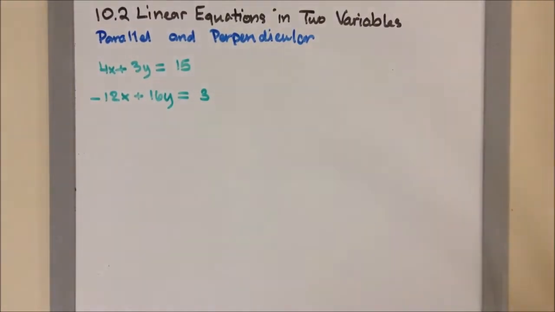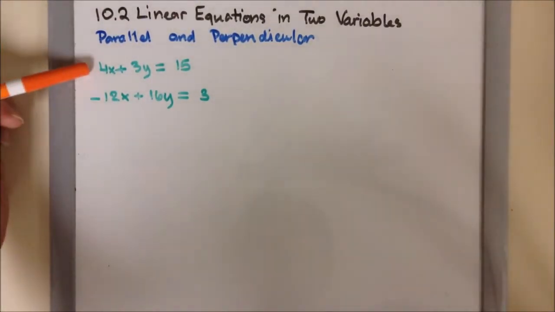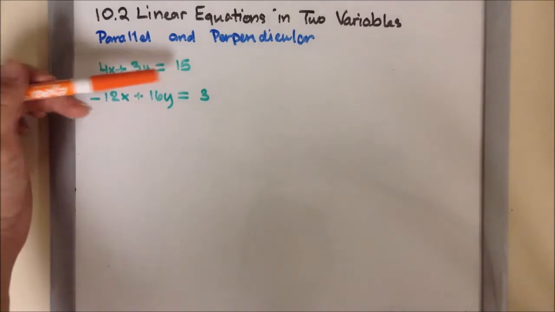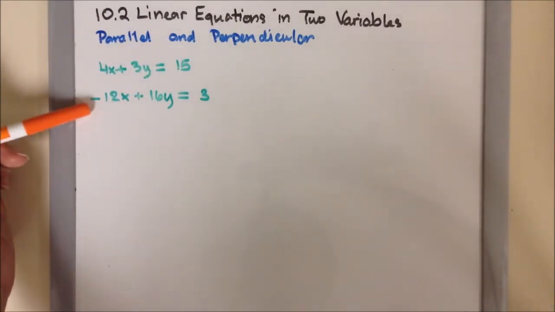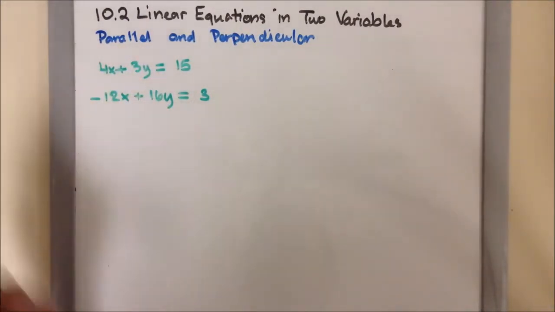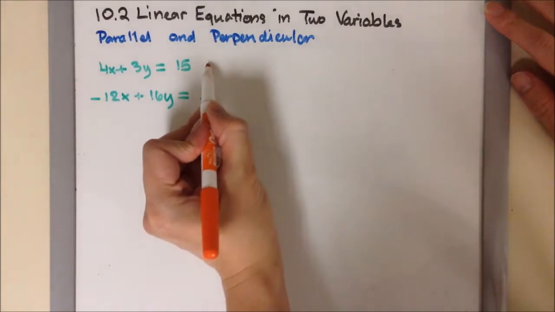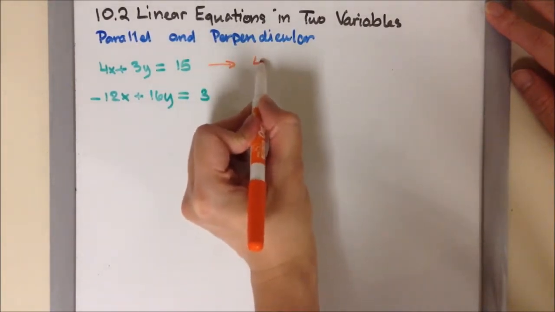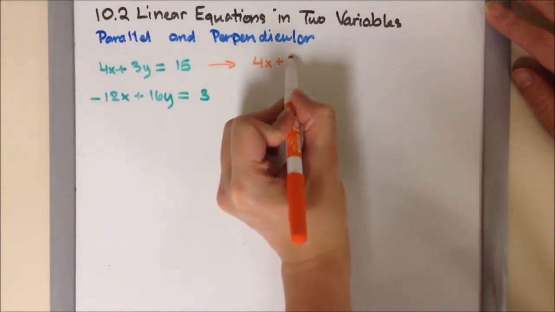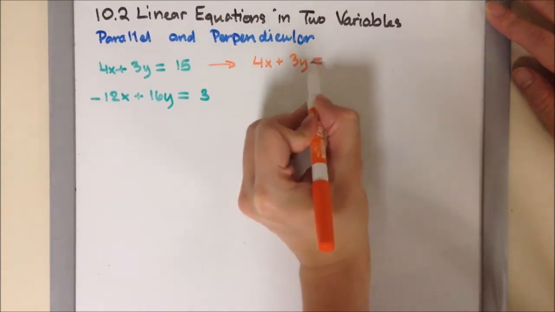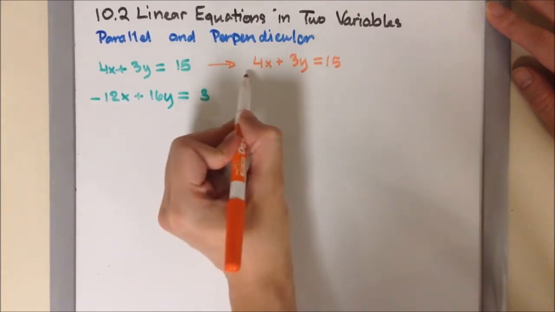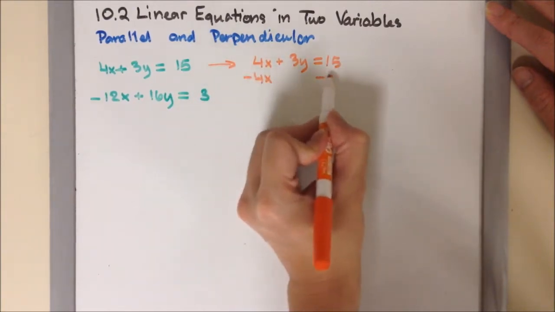In this next example, we have two equations. The first one, 4x plus 3y equals 15. The second one, -12x plus 16y equals 3. So again, determine if they're parallel, perpendicular, or neither. So I'm going to convert the first equation into slope-intercept form. So again, I'm going to cancel out my x. So here I'm going to subtract 4x to both sides.